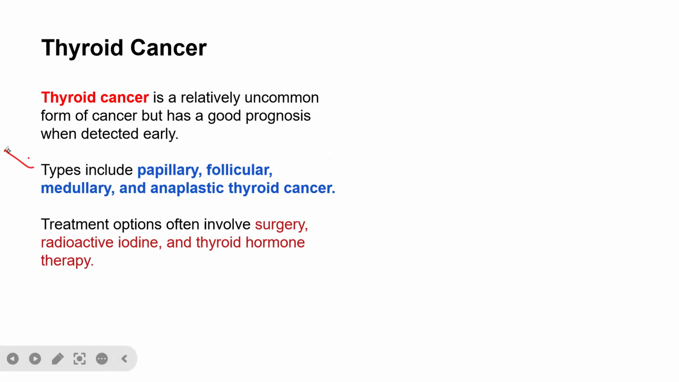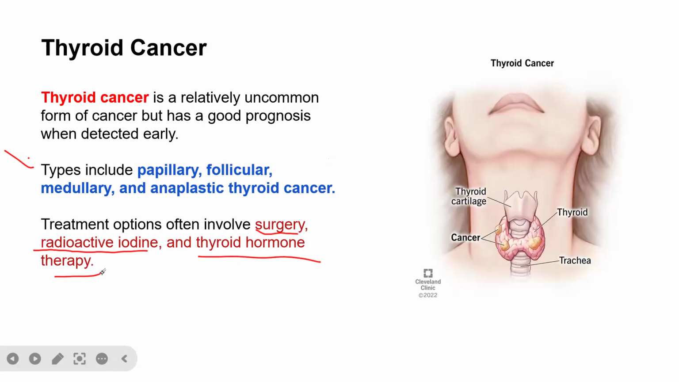And then the treatment options for thyroid cancer include surgery. So you can use surgery to treat thyroid cancer. You can also use radioactive iodine, or you can use thyroid hormone therapy. So these are the methods that can be used for the treatment and management of thyroid cancer.